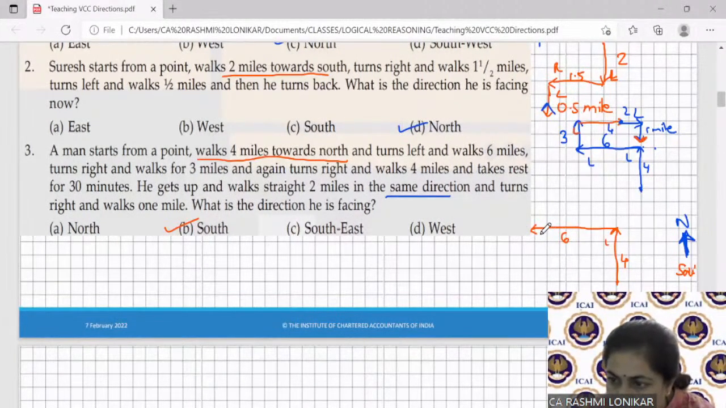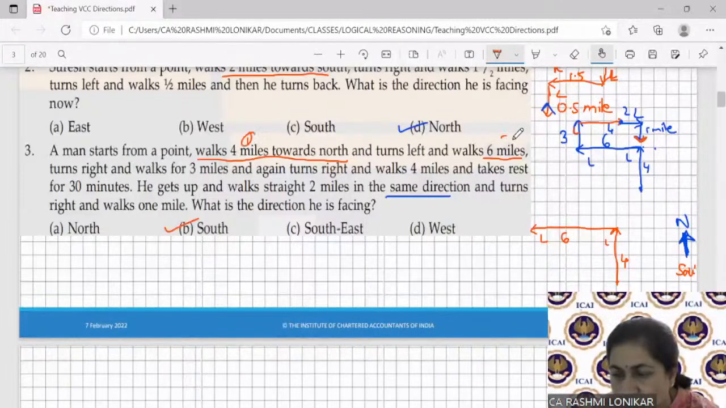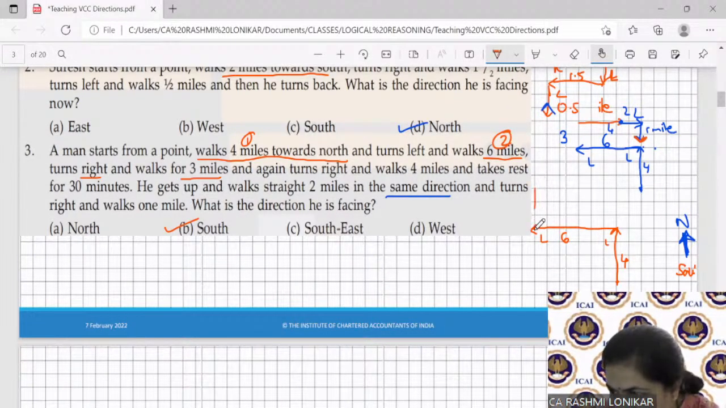So what is happening? This is his left. He turns left and walks 6 miles. We have completed this. This was the first, this was the second change. What is the third change? Turns right and walks 3 miles. This is his left, but he's turning right and walking 3 miles. Okay, because this is his left, this is his right, he's walking 3 miles.